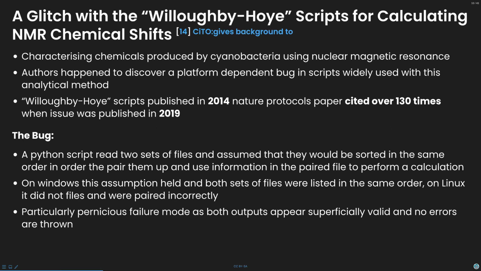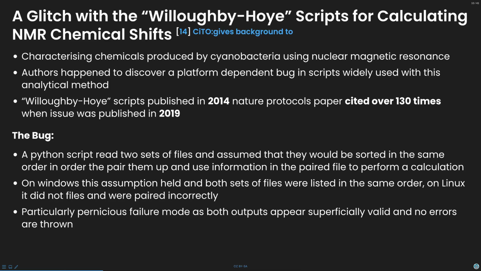So in this example, someone discovered a small glitch in a set of scripts known as the Willoughby-Hoy scripts that were used for calculating NMR chemical shifts. It just so happened this is a platform-dependent bug. At the time, Python, when you ran it on a Windows machine or a Unix machine, did different things with the order of the files that it got when you asked it to list files from a directory. And this script was expecting files to be read in pairs. So the two files read at the same time would correspond to two different data sets about the same molecule or set of molecules, analytical sample. And it turned out that was not the case.